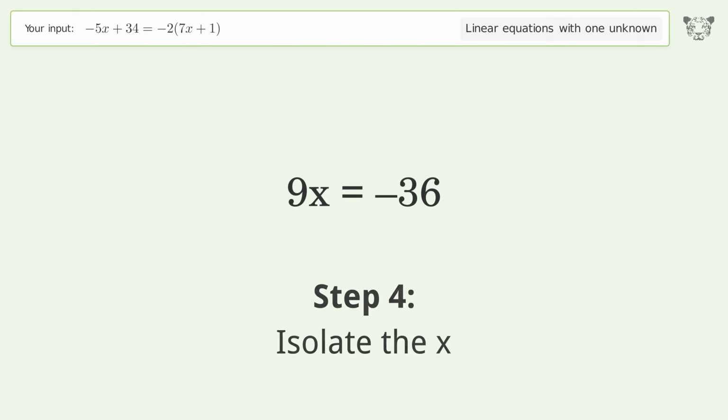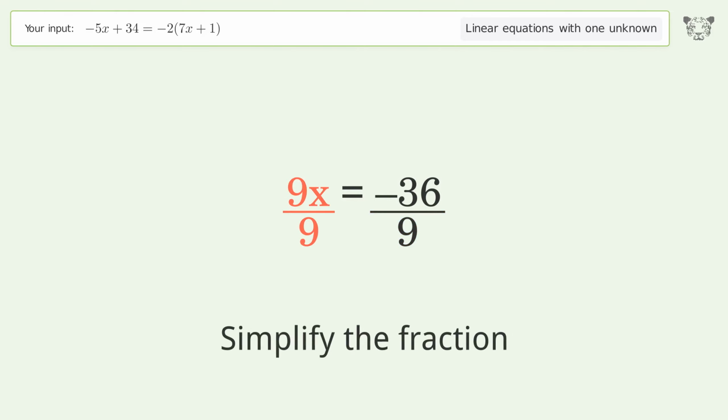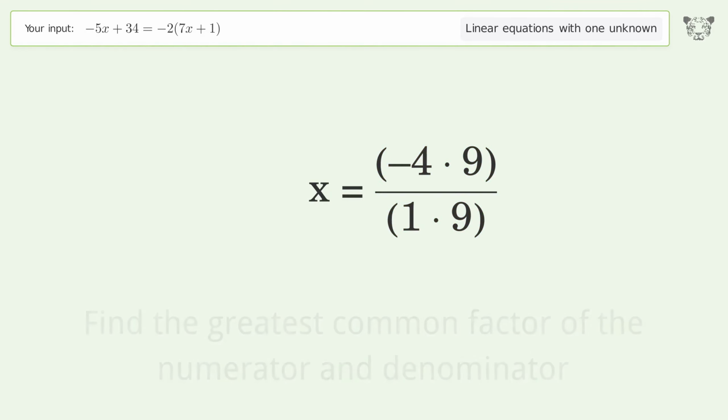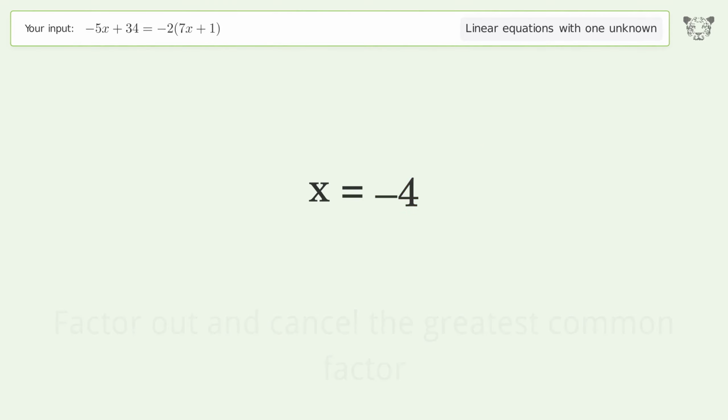Isolate the x. Divide both sides by 9. Simplify the fraction. Find the greatest common factor of the numerator and denominator. Factor out and cancel the greatest common factor. And so the final result is x equals -4.